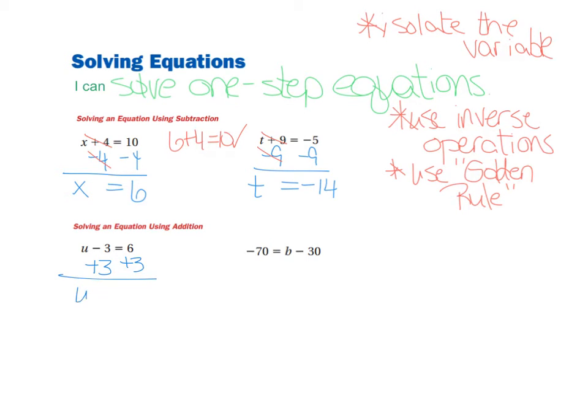My u comes down. Negative 3 plus 3, those are opposites, so that becomes 0. Bring down your equal sign. 6 plus 3 is 9. Now this one over here, sometimes this causes people grief.